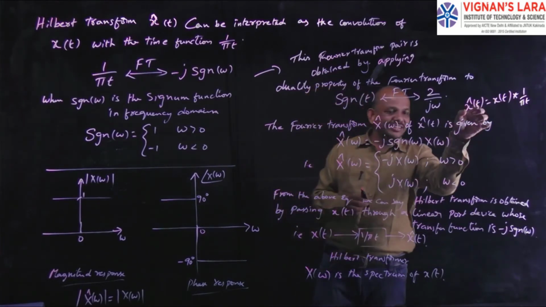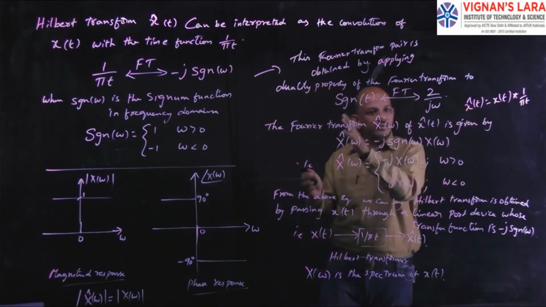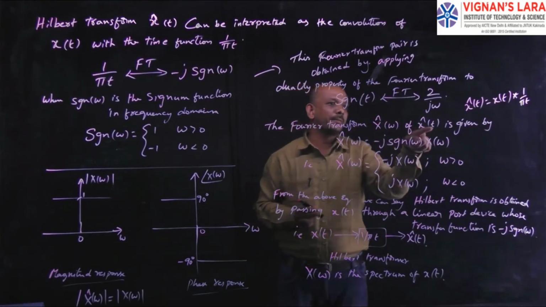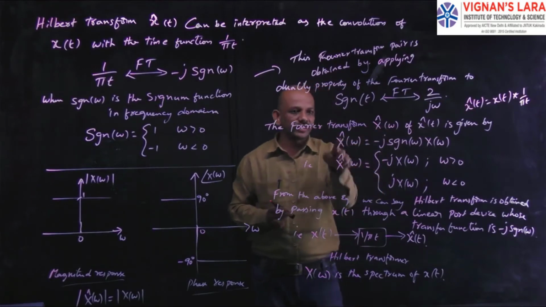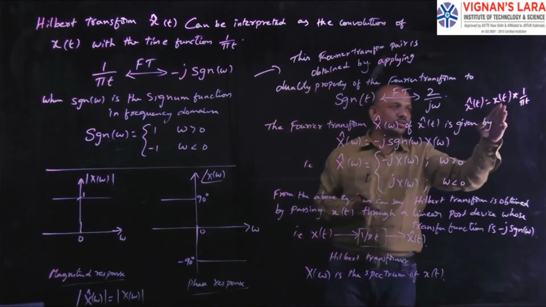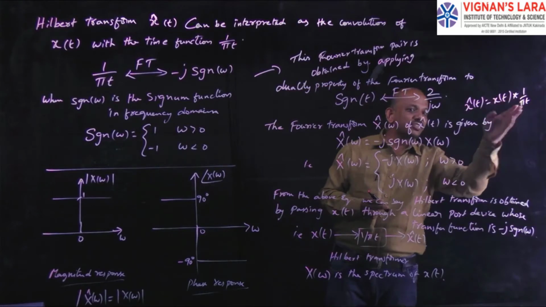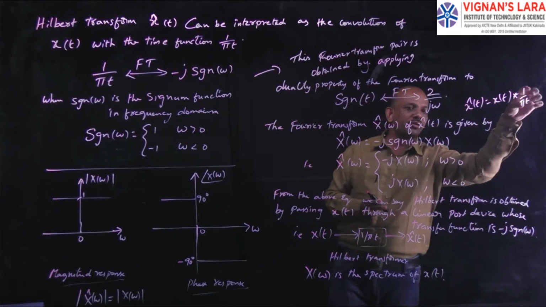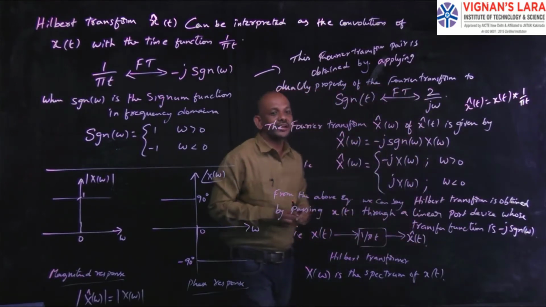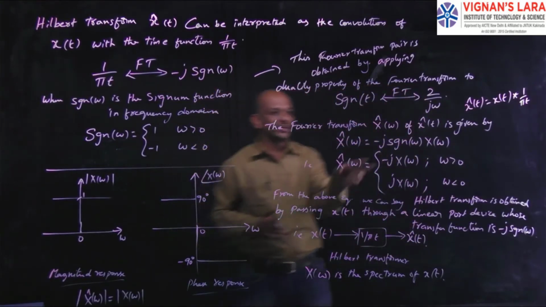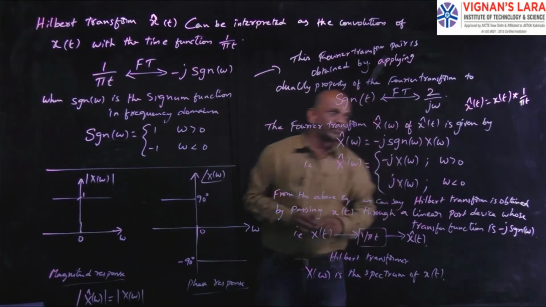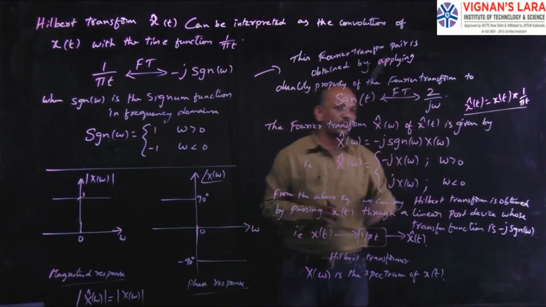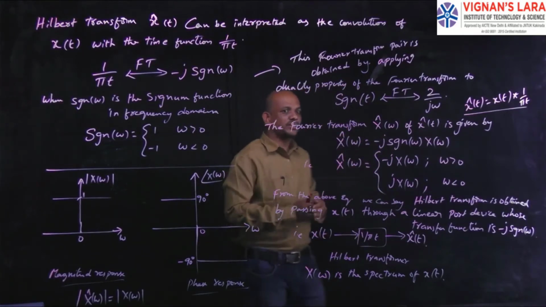So for this x cap of t, I am going to the frequency domain, that is the Fourier transform. So the Fourier transform of x cap of t is capital X cap of omega. So capital X cap of omega equals, what I have to do? I have to go for the multiplication of the Fourier transform of each one. So the Fourier transform of x of t is X of omega, and the Fourier transform of 1 by pi t is minus j sgn of omega. So this is simple logic. We all know this function. This is in time domain. If you want to convert that into the frequency domain, we apply the Fourier transform.